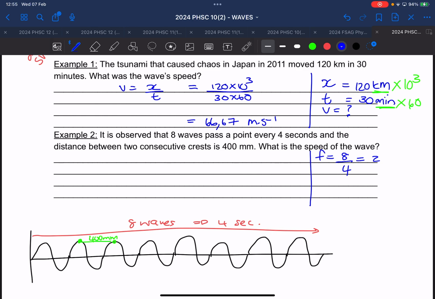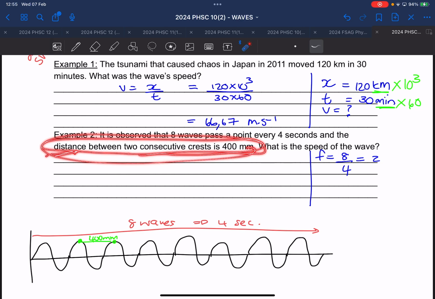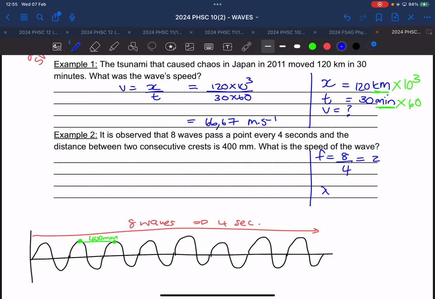Right. Then they give us, so they're basically testing your definitions there. Because they're applying that definition and they're giving it values. Then they say the distance between 2 consecutive points is that. What information are they giving us there? Distance between 2 consecutive crests is that. The wavelength. They're saying the wavelength is 400 millimeters.